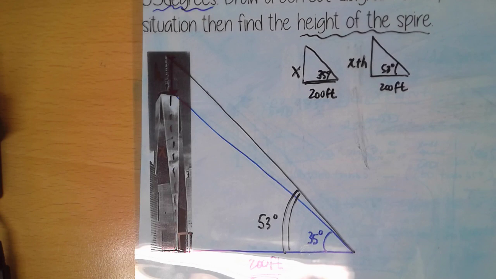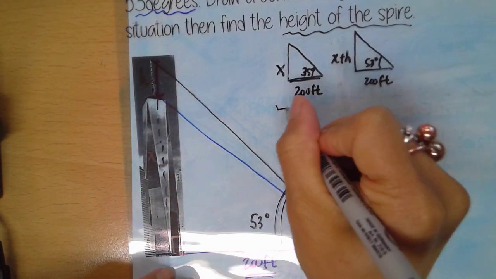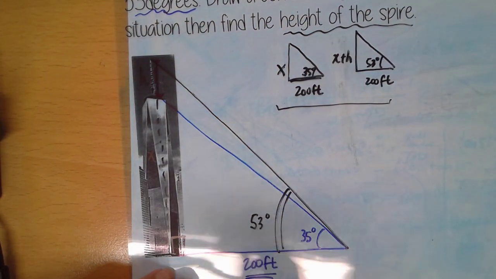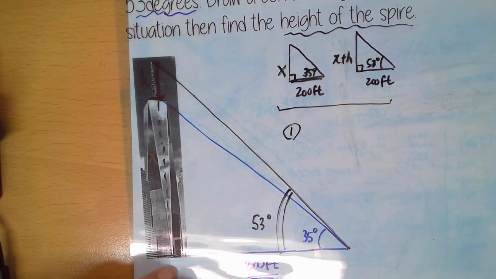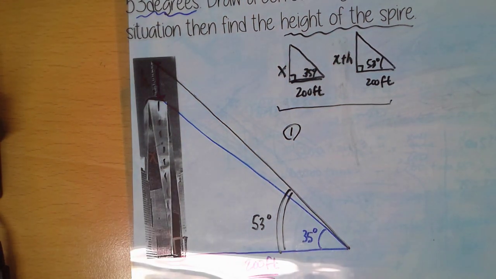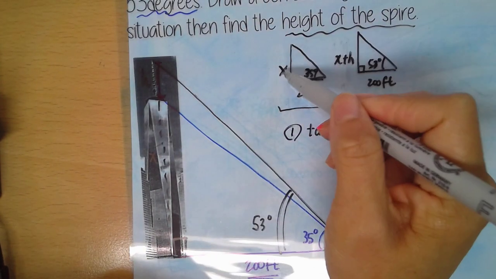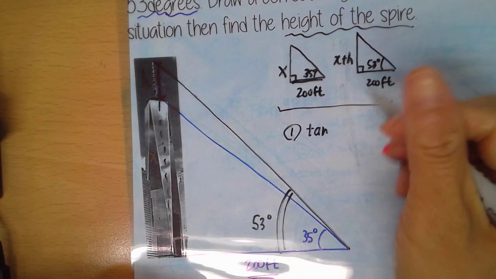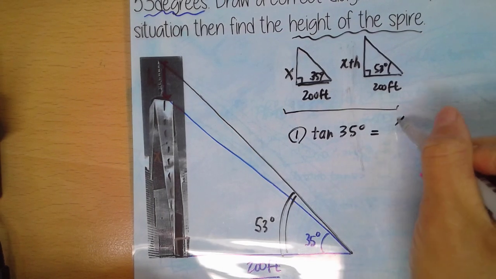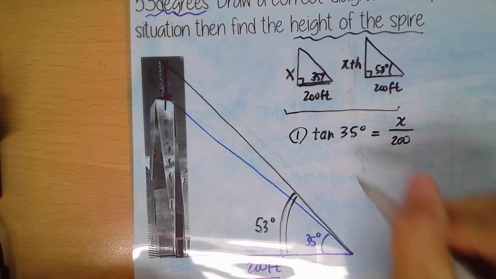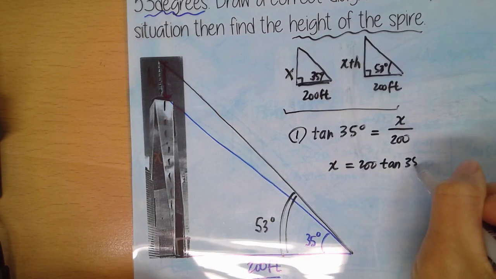Now let's write two equations with what you know here, okay? That's the first thing. Let's write it with this one. This is a right triangle. This is a right triangle. So we all know that we can use what? Tangent, right? Because you're given the adjacent and you want to know the opposite. So tangent of 35 degrees is opposite over adjacent. So you know x is equal to 200 times tangent of 35 degrees.